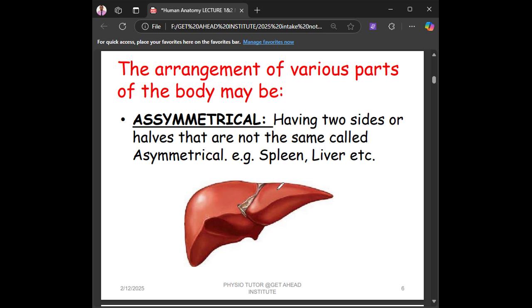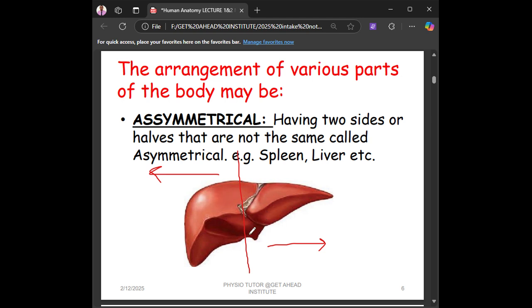Then we also have asymmetrical arrangement of the body. Asymmetrical arrangement is where we have two sides or halves that are not the same. For example, here we have the liver. If I am to cut here vertically, you discover that this part on your left and this part on your right are not the same. So this kind of arrangement of the body part is what we call asymmetrical arrangement.